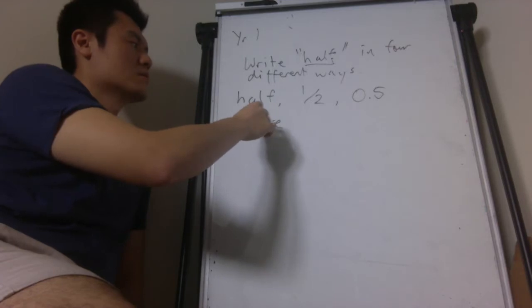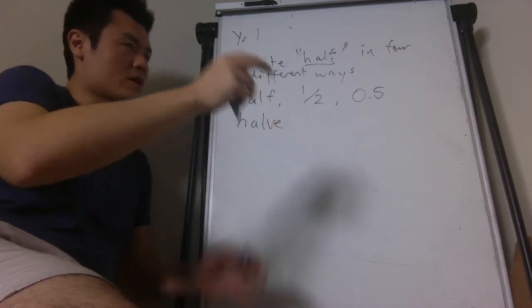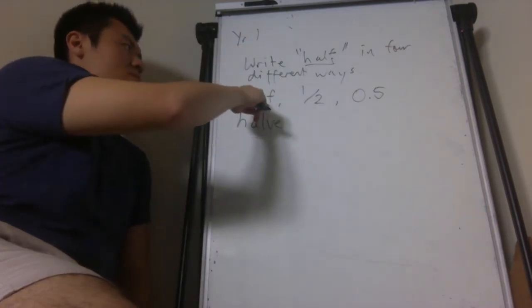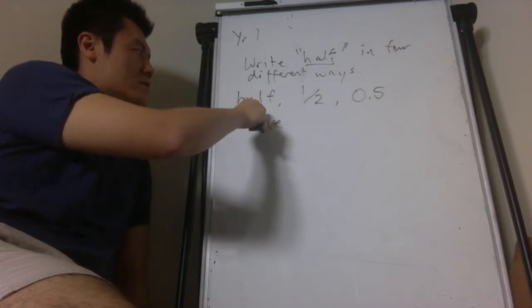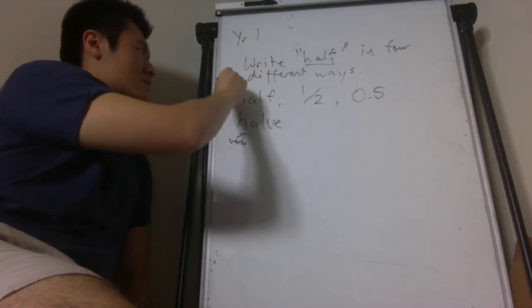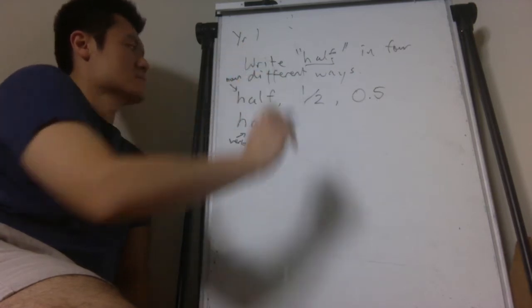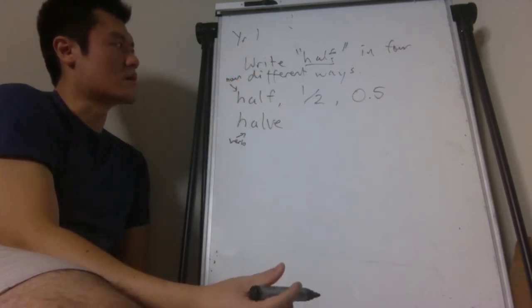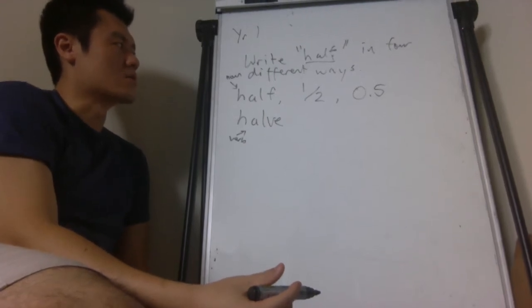This is like the verb, the half. You actually do it. This is the noun, which is once you've got it, you have a half. So this is a verb, and this is a noun. Okay, so these are 4 different ways to write half. And this is more or less comprehension, recall.